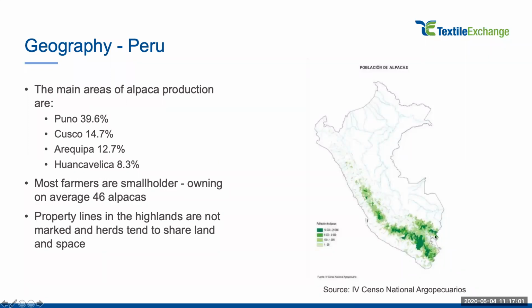This is Lake Titicaca, which is, I believe, the highest lake in the world. And the majority of the concentration of the production is surrounding this area. So Puno is at a very high altitude, and that's where about 40% of the population lives. As I mentioned before, most farmers are smallholder, meaning they own on average 46 alpaca or less than 10 hectares of land, although the property lines in the highlands are not officially marked, and the herds tend to share land and space.